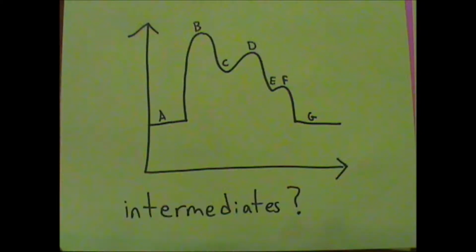An intermediate, on the other hand, is consumed after being produced in the middle of the reaction. So C and E would be the points where you're intermediates, where you've made something new that's later going to get used up when you get to your products at G, but you didn't have at the beginning at A.